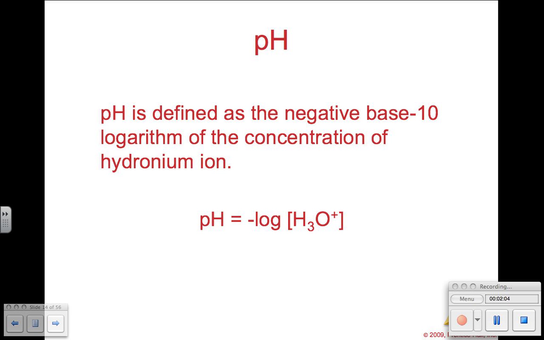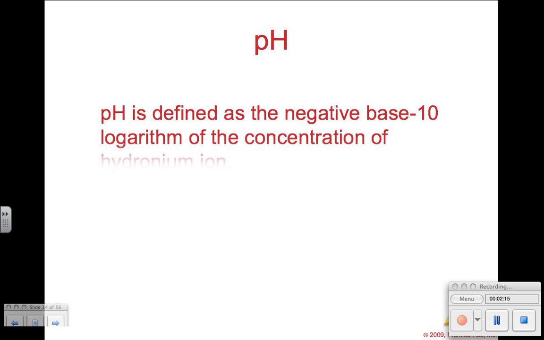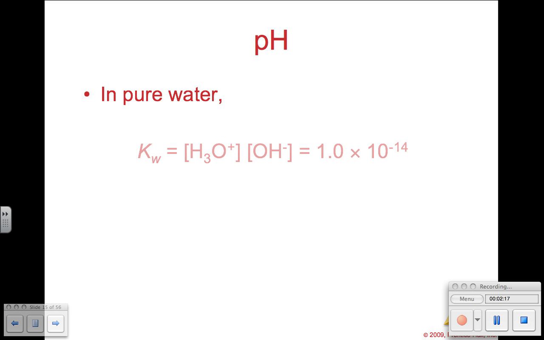Now, pH is the negative base 10 logarithm of the concentration of the hydronium ion. pH equals the negative log of the concentration of H3O plus, and log is base 10.